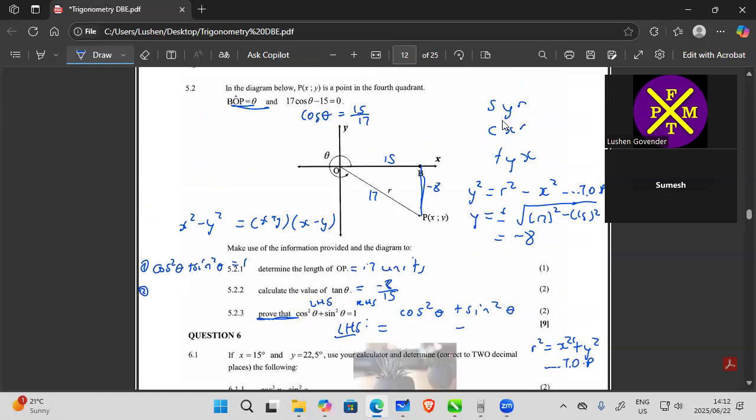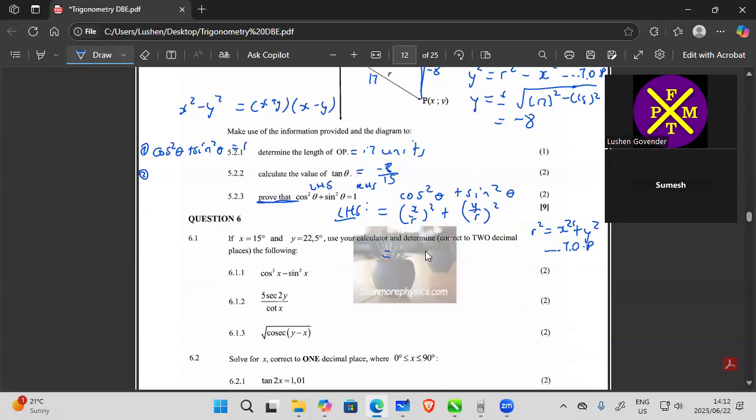We prove it using this y over r and x over r. If we do that, then we get the following. Cos squared of theta is equal to x over r squared plus, what is sine squared of theta? Y over r squared. Yes? And then if we do that there, you'll get x squared over r squared plus y squared over r squared, which is equal to x squared plus y squared over r squared.